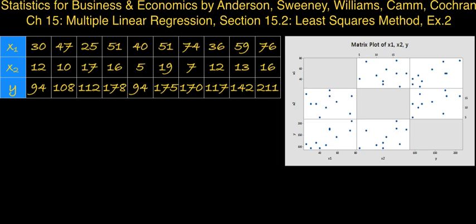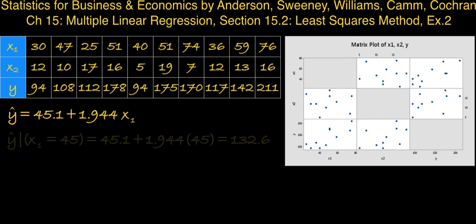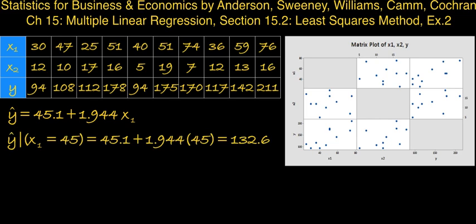First I'm going to develop an estimated regression equation relating y to x1. So I'm going to use Minitab again to get the estimates for this equation. Then next I'm going to predict y if x1 equals 45. All I need to do is plug x1 equals 45 into that equation, and I obtain y hat equal to 132.6.